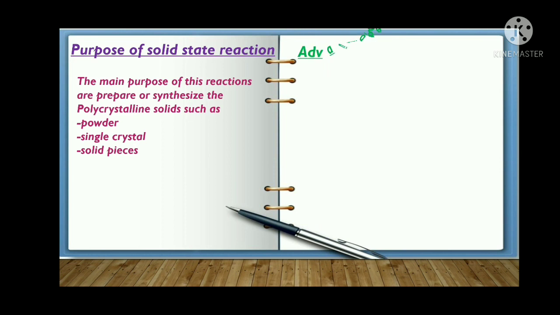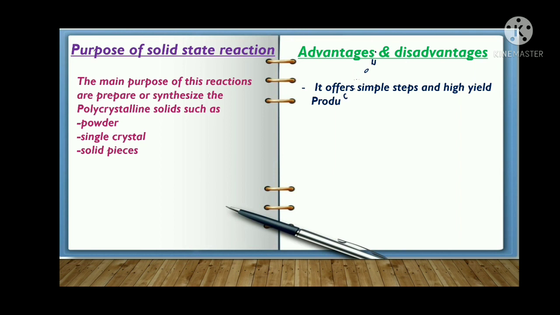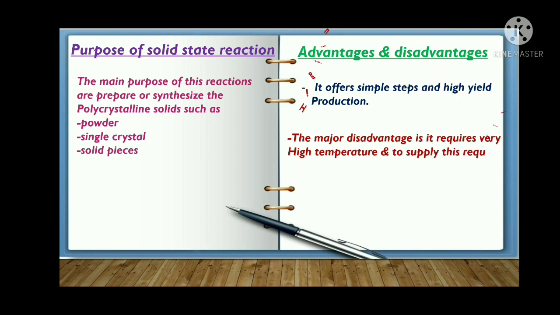So let's see some of the advantages and disadvantages of solid state reactions. Solid state reactions generally offer simple steps, as we know already, and give a very high yield. That's why they are generally used to produce a large amount of solid state materials. The major disadvantage is that they require very high temperature. To supply this high temperature, we have to consume very high energy.